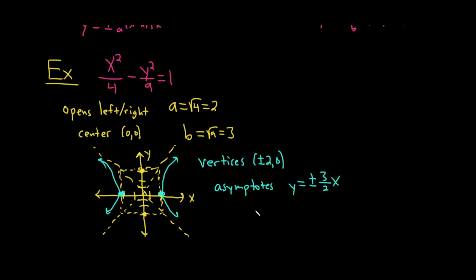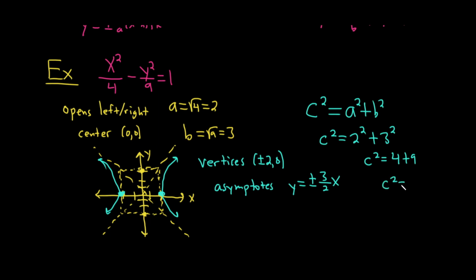And to find the foci, we have to use our super powerful formula, c squared equals a squared. Remember, it's the opposite sign. So if it's a minus, you put a plus. So plus b squared. So we're looking for c. So c squared is equal to, well, a here is 2, so this will be 2 squared plus, and then b is 3, so this is 3 squared. So c squared is equal to 4 plus 9. So c squared is equal to 13. So I'll just take the square root, and we'll say it's plus or minus the square root of 13. And that'll be here and here.